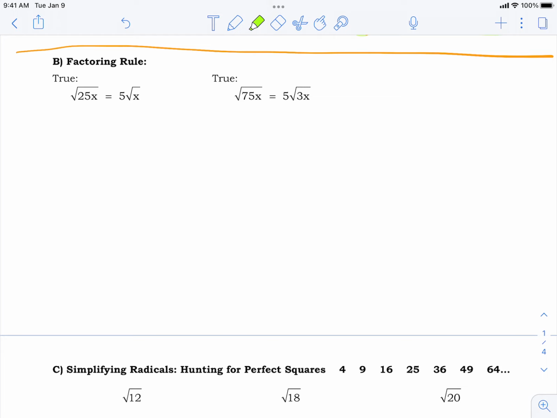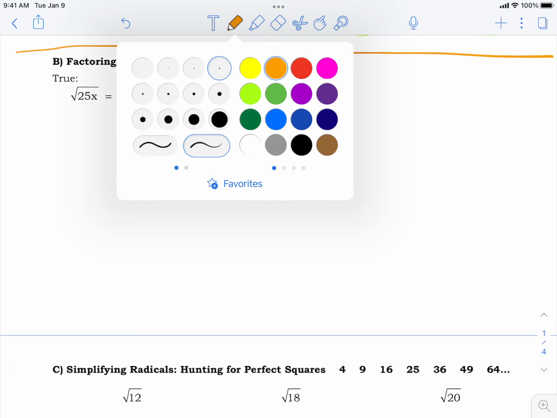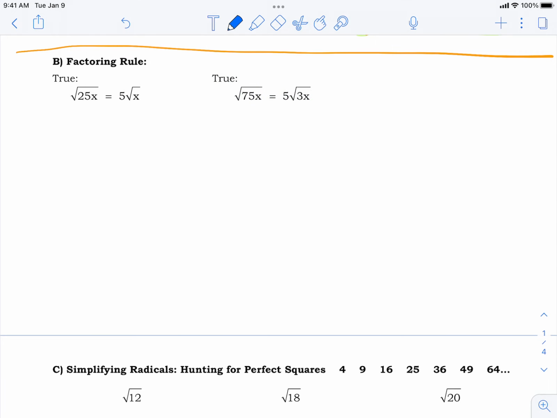Okay, so now let's get on with the main business, which is going to be simplifying radical expressions. This is the main rule we're going to keep using. I call it the factoring rule. I don't really know if it's called that or not, I've never seen it called anything, so I'm going to call it the factoring rule.